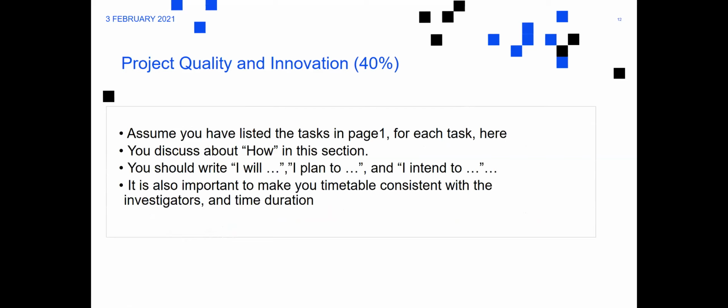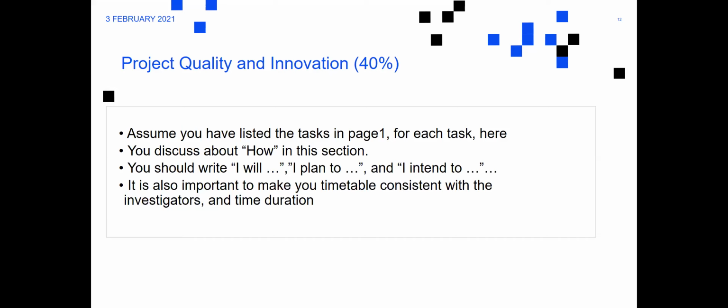So here, we will go to the project methodology and project design. I assume you have a list of tasks on page 1. For each task, here you just describe how to solve the problem. And as I mentioned, some people didn't mention on the first page the linear way. If you use the linear way, you talk about it here. Whenever you list the tasks, you must link your task to your aim.